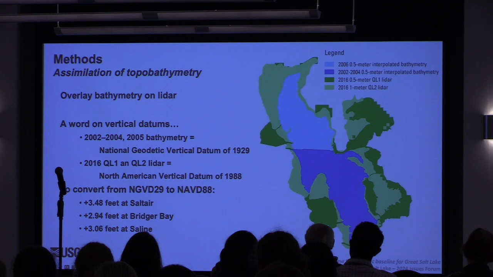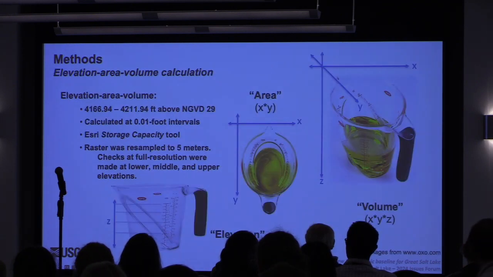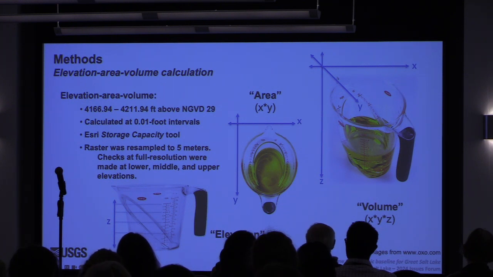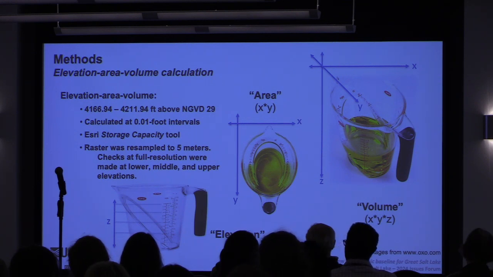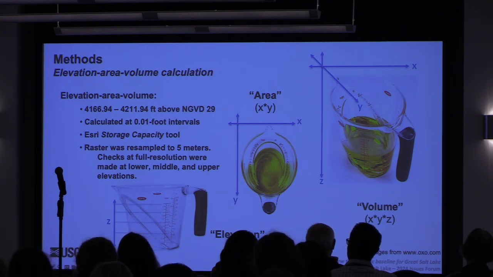And otherwise, all the data sets married together really quite nicely and provided a nice data set for us to work with. And then from there, it was a pretty simple XYZ volume calculation. ArcMap or ArcGIS has a tool within it called Storage Capacity. You put in your contour or your interval that you want to test at, and just kind of button it up and get your area or your elevation, area and volume relationships pretty straightforward.